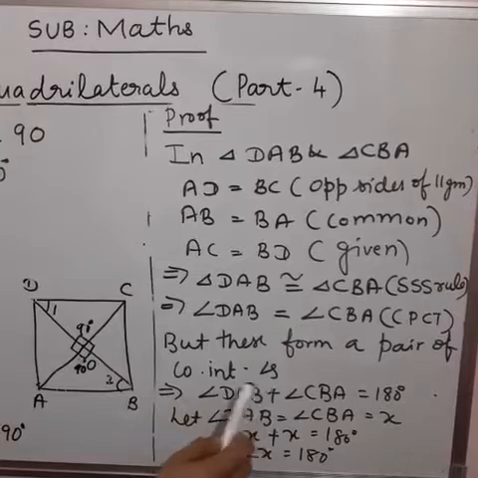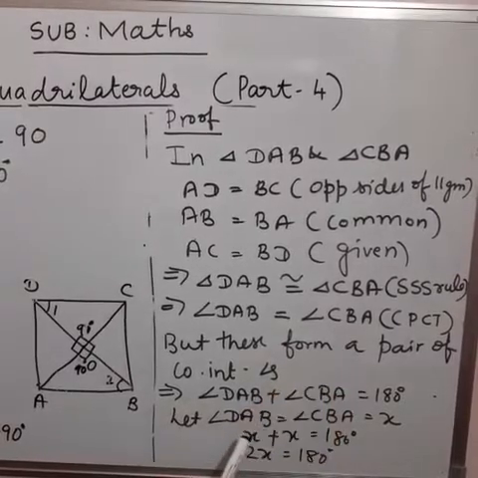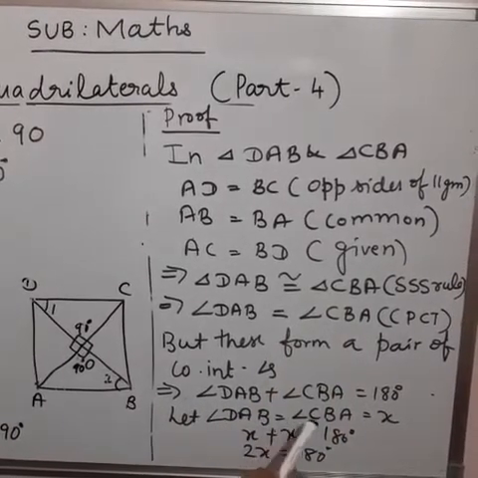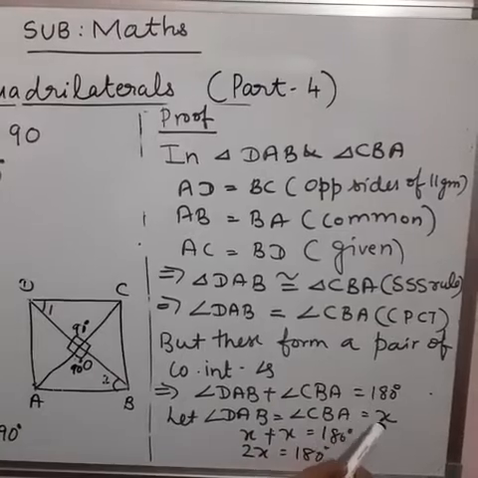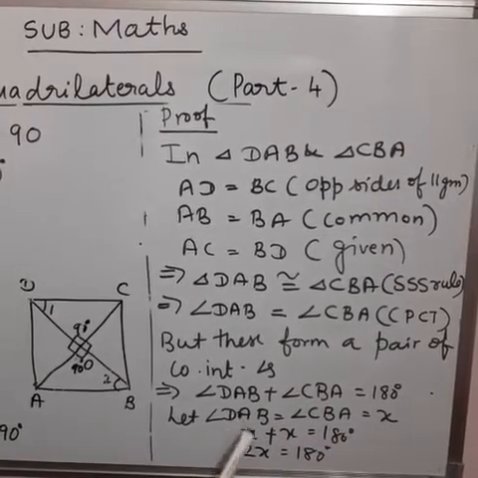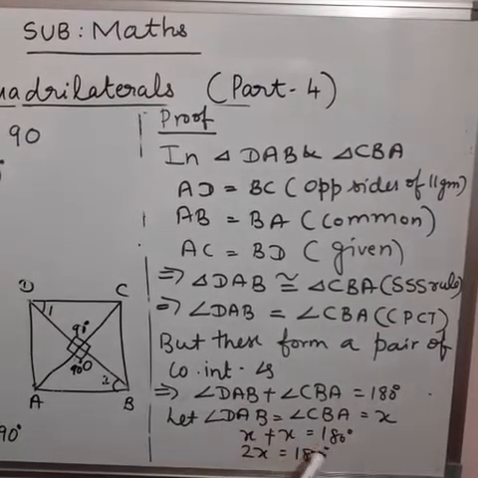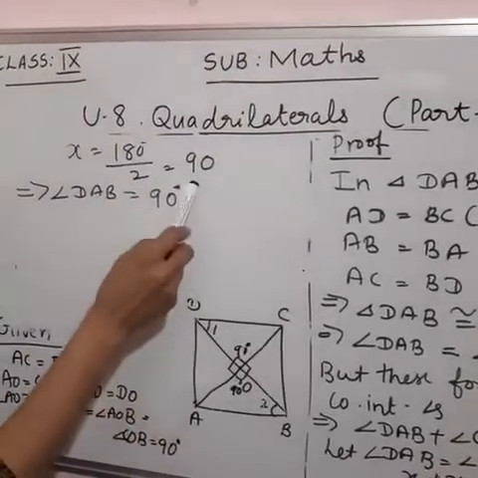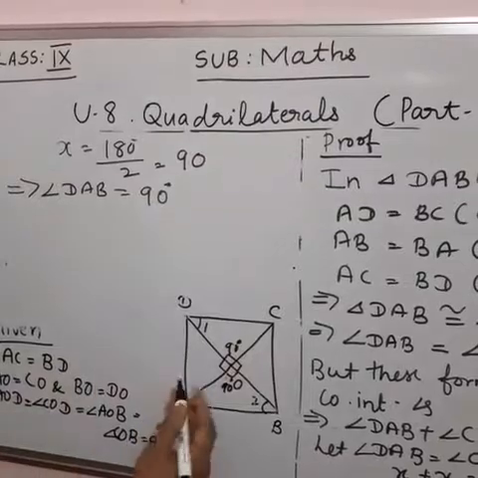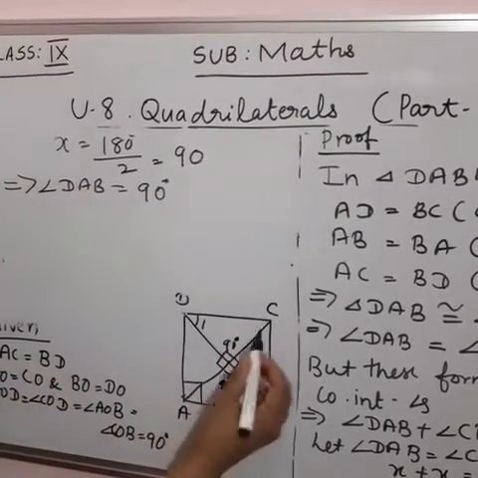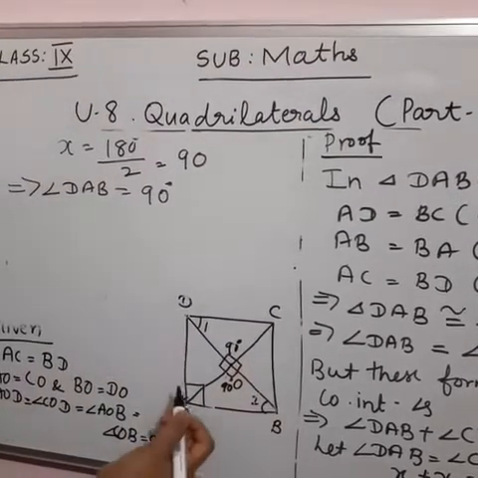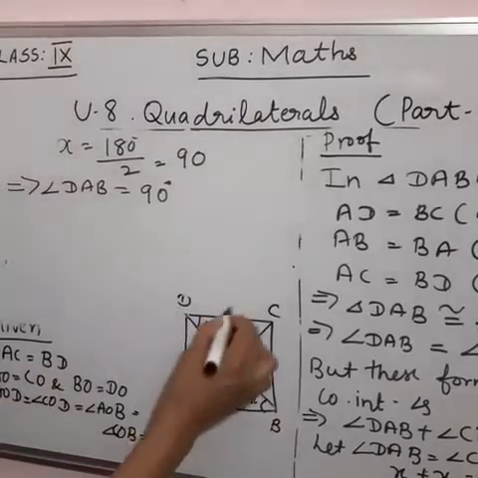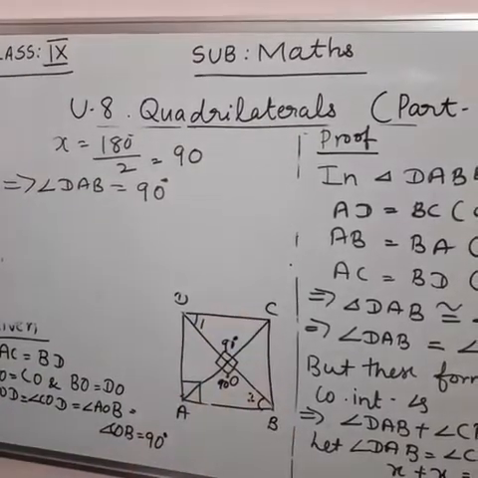Now, since both angles are equal, we can take angle DAB is equal to angle CBA is equal to x. So putting values here, x plus x is equal to 180, 2x is equal to 180, x is equal to 90 degrees. That is one angle. Both these angles DAB and CBA are equal to 90 degrees. So we have proved one angle of this parallelogram is equal to 90 degrees.